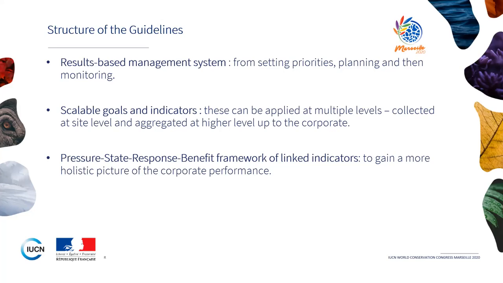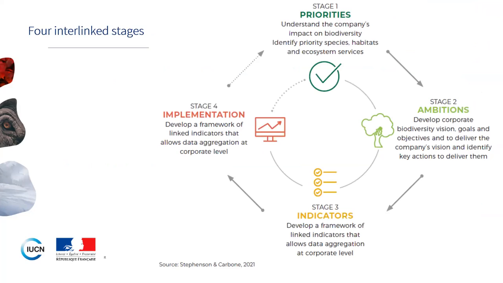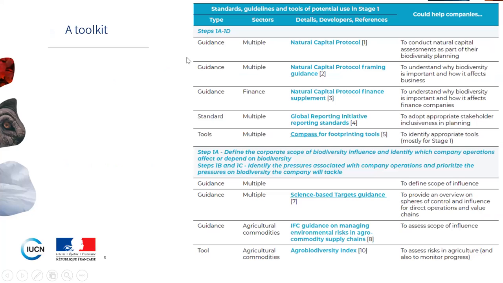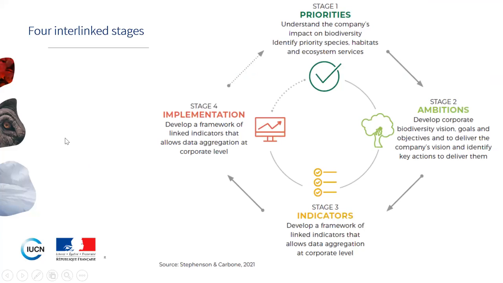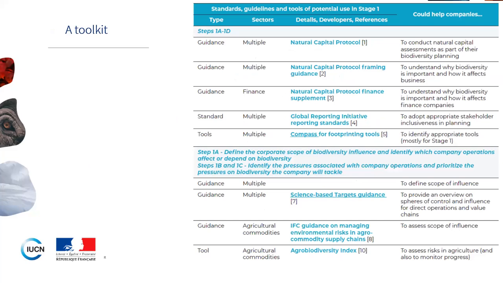Just as a sneak preview of how the guidelines are structured, we are talking about four stages, from the assessment to indicators and implementation. PJ will go into much more detail about each stage. These are basically recommendations on how to implement each stage, and that's what you will find in the guidelines. But another thing you will find in the guidelines is a toolkit, because for each of these stages we have provided a very detailed annex with links to many different tools that can be used to implement that stage. So for example, this is a screenshot for stage one, which is really looking at the assessment of impacts and dependencies.